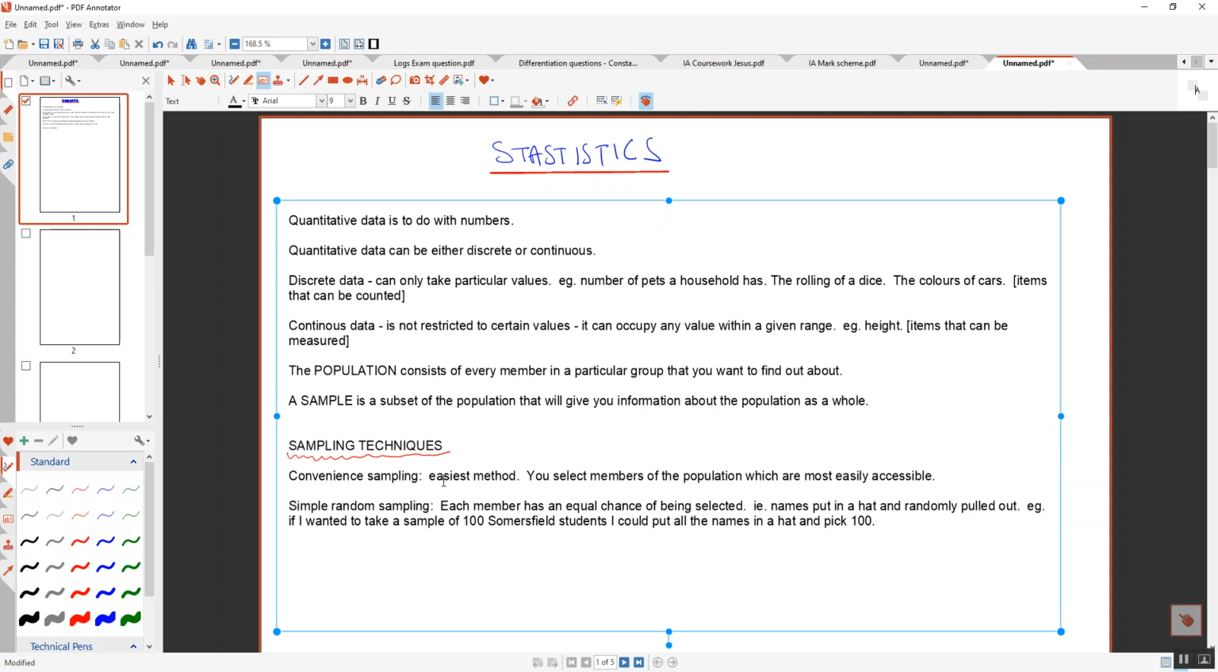It's fairly straightforward, I think. Yep. Okay, good. Systematic sampling.